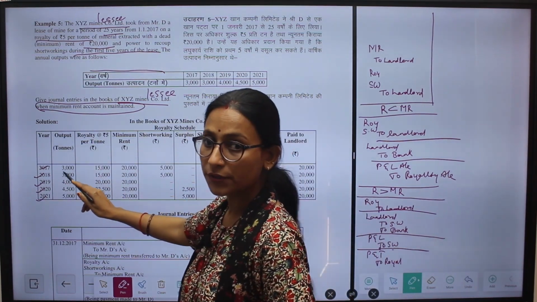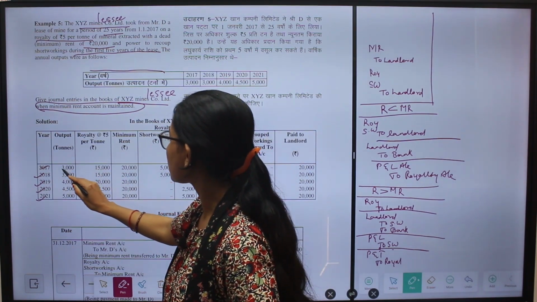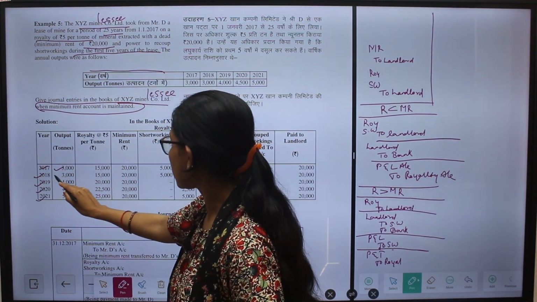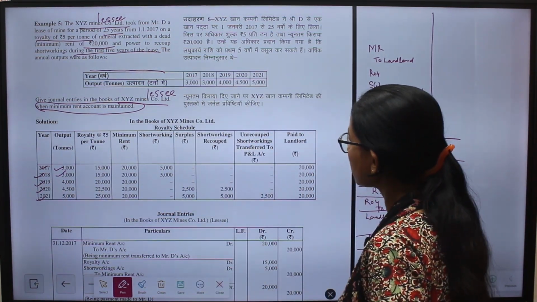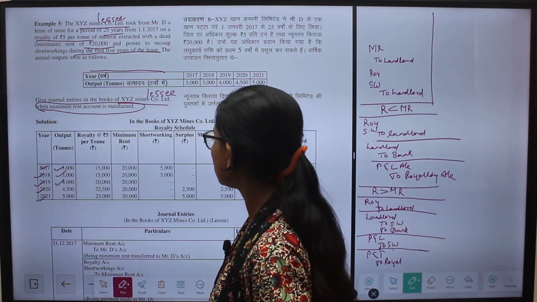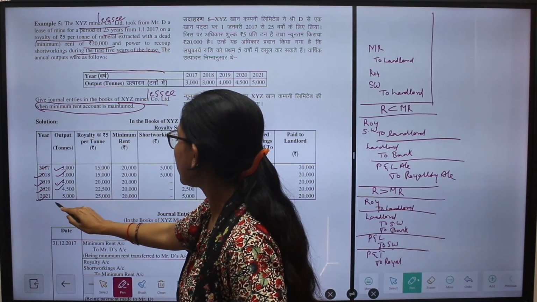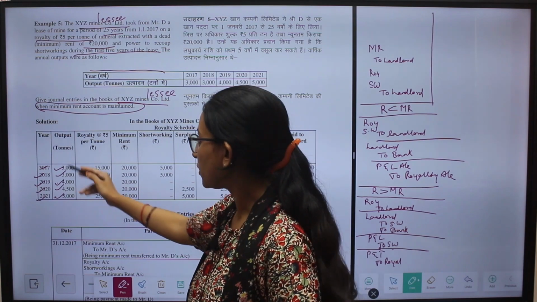Then the output, tons produced. In the first year, 2017, we have produced 3000 tons. In the second year, 2018, we have produced 3000 tons. In 2019 we have produced 4000 tons. Likewise in 2020, 4500 tons, and in 2021, 5000 tons. This is the output produced in particular years.